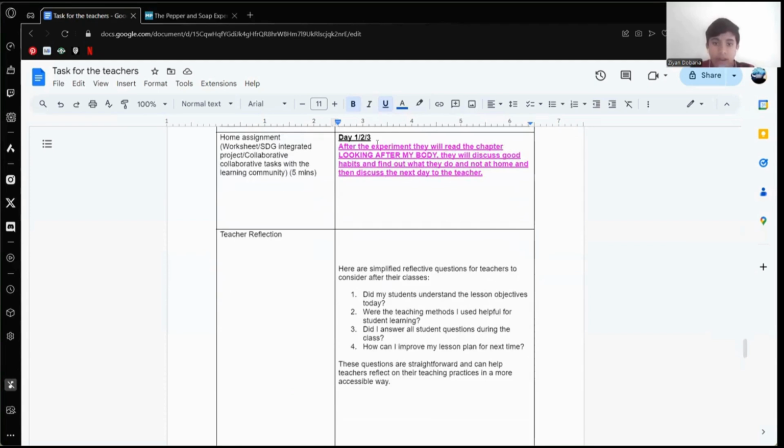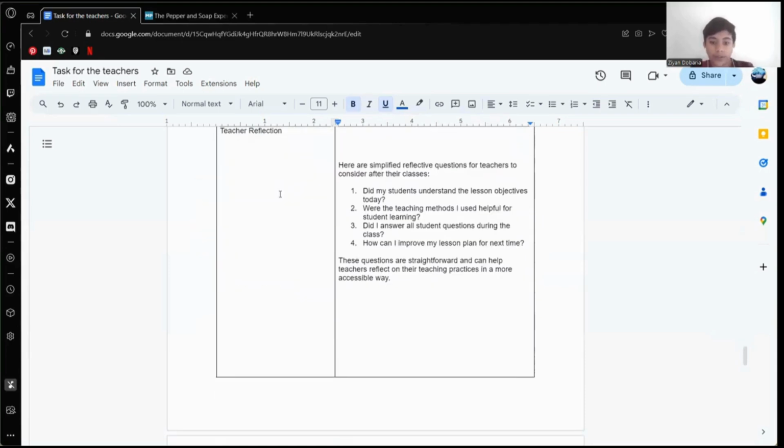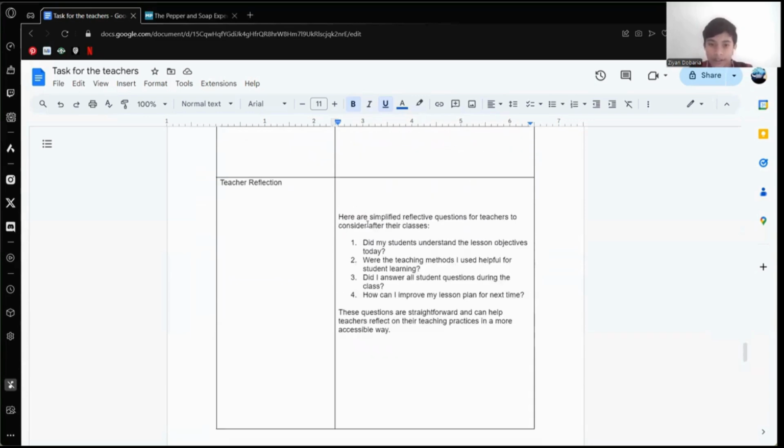These are the homeworks. They can read the chapter "Looking After My Body." They will discuss good habits and what to do and not to do, and then they can discuss with the teacher. Another homework can be to do this experiment and show their parents how cleanliness happens.